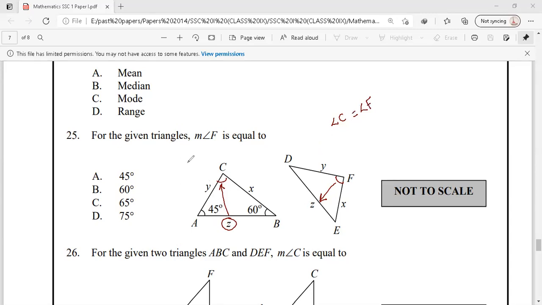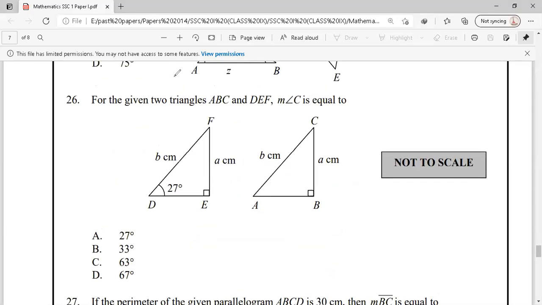If we have to find angle C, we have both the other angles given. So angle C will be equal to 180 minus 60 minus 45. If we subtract these, we will get the value of angle C. So from 180 we subtract 60 and 45, so the remaining would be 75. So angle C is 75 degrees. Angle F would also be equal to 75 degrees because these two triangles are congruent. So the correct answer we have is option D.